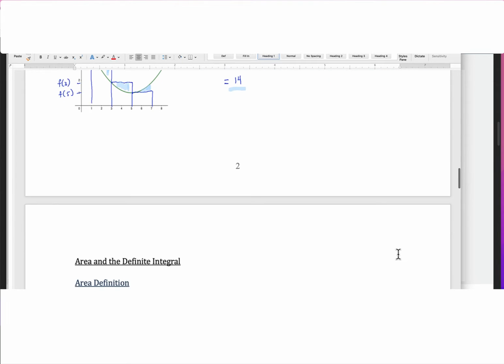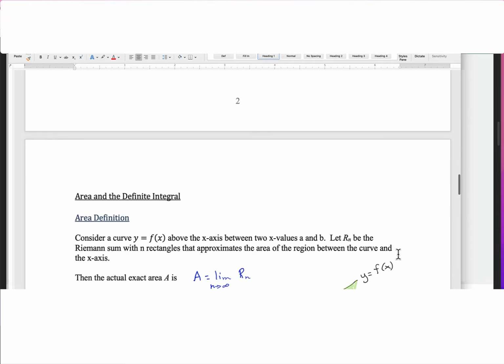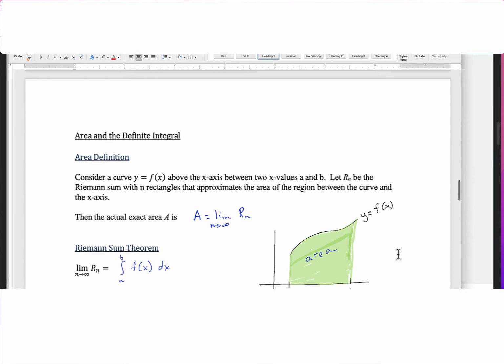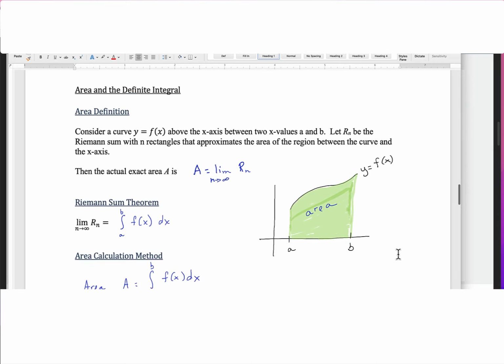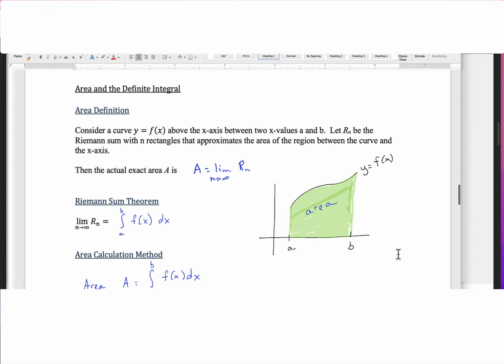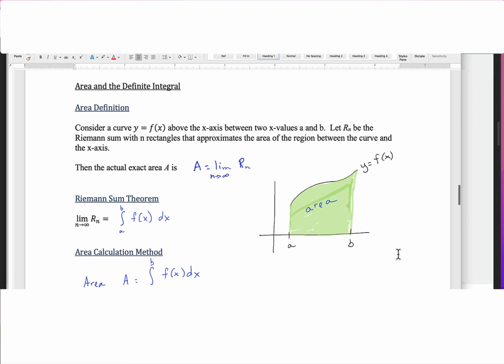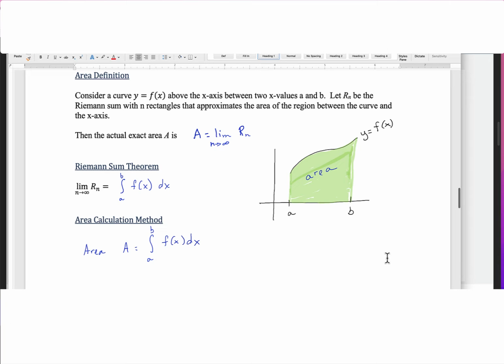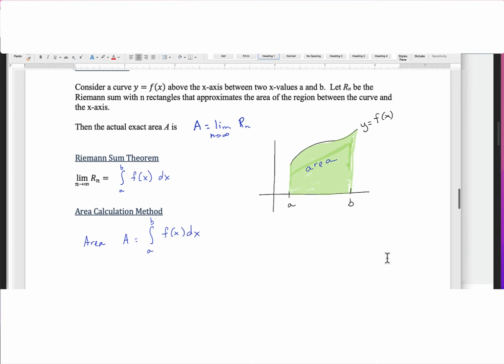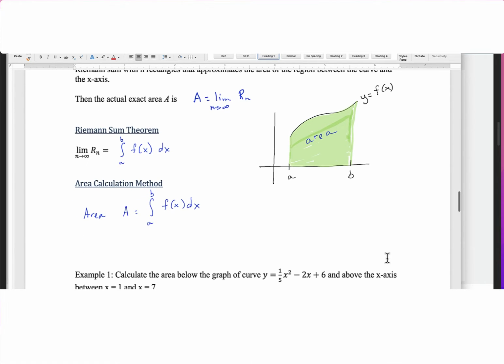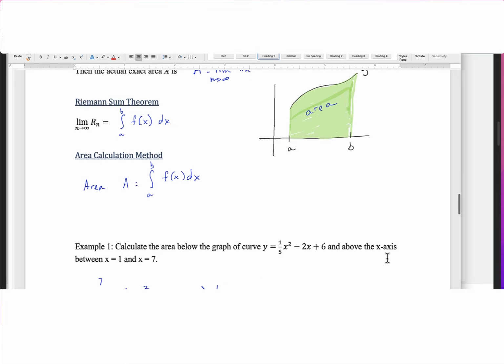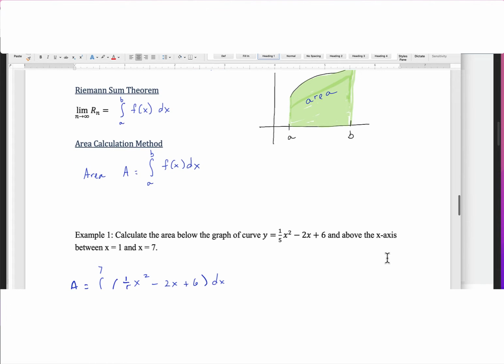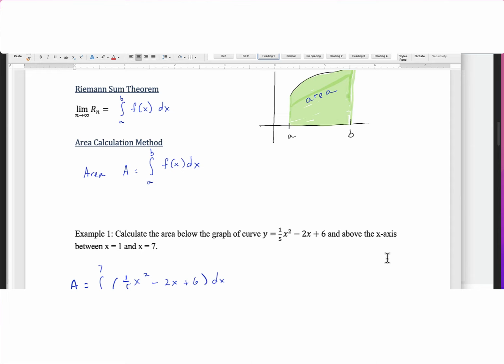So finally, we defined the area under a curve and above the x-axis to be the limit of the sums of those rectangles. We called the sum of the rectangles a Riemann sum, and so we defined the area to be the limit as n goes to infinity of the Riemann sum. Remember, n was the number of rectangles. And then we had a theorem that said that the way to actually calculate that limit, in other words, the way to actually calculate that area, was with a definite integral.